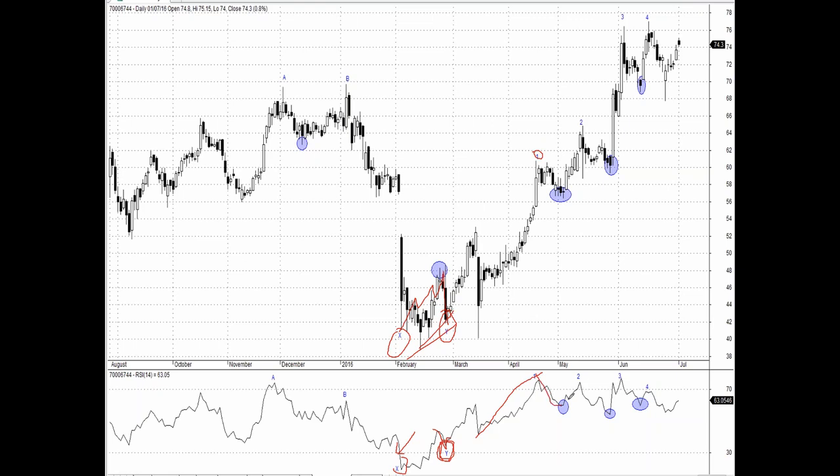Then again it corrects, it goes to the overbought territory at 2. The RSI has gone to the overbought territory. Then again it corrects, it goes to an overbought territory at 3. The price action is quite strong, and then it corrects, and at 4 it fails to go to the overbought territory. That means the up move here is not strong. A very simple momentum trading technique.